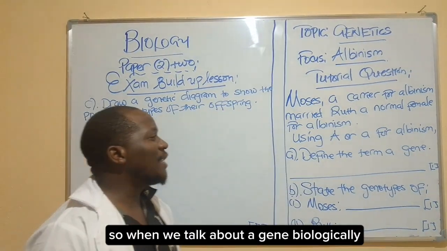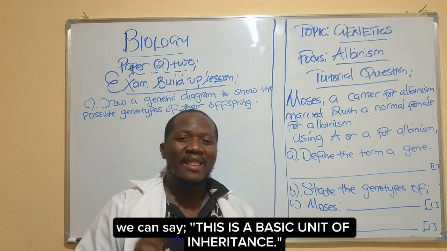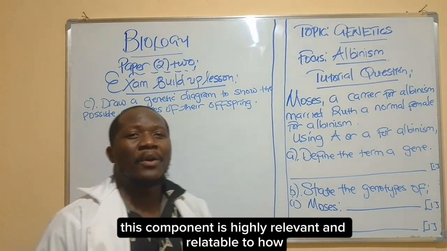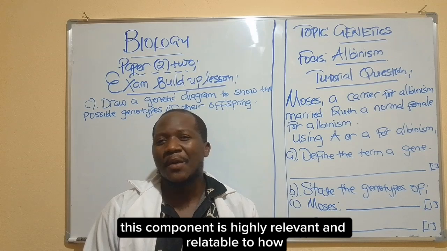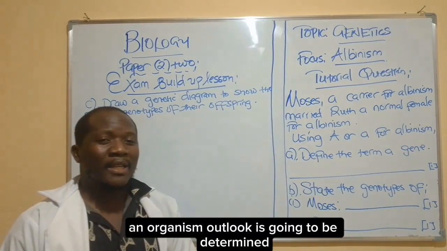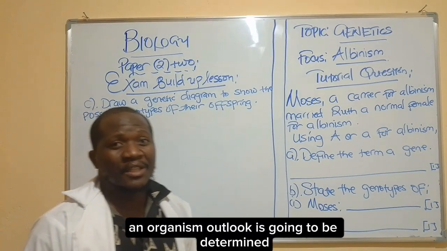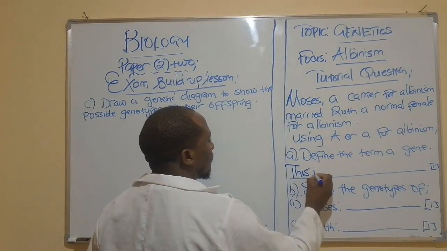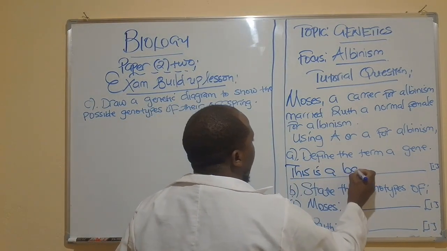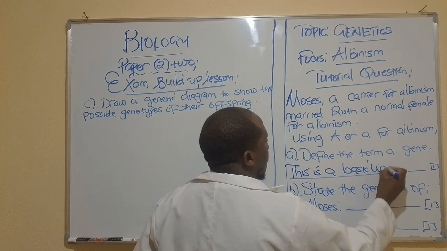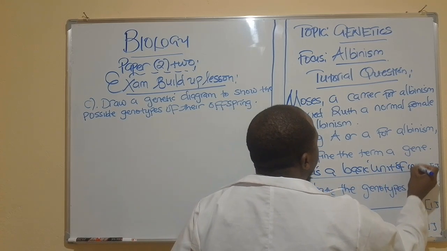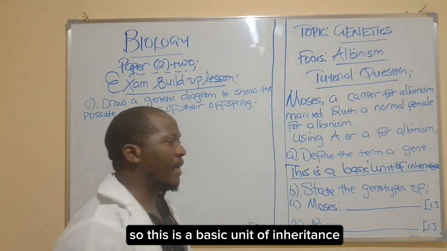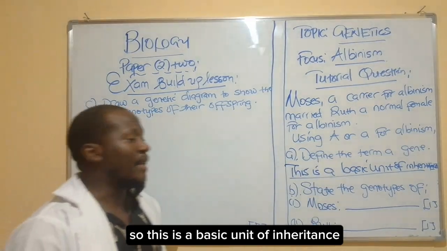So when we talk about a gene biologically, we can say that this is a basic unit of inheritance, meaning this component is highly relevant to how an organism's outlook is going to be determined or decided. So we're going to say this is a basic unit of inheritance.